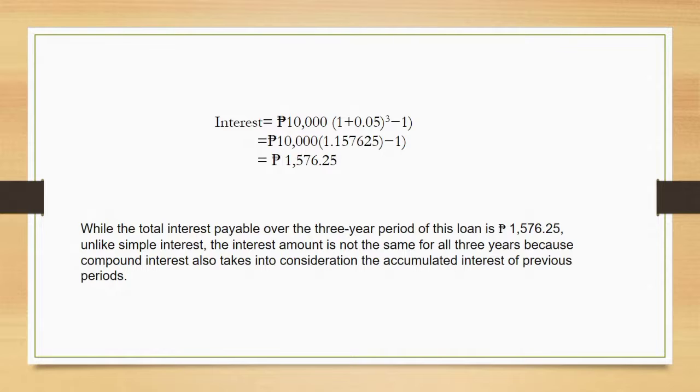So in order to get the IC, or compound interest, 10,000 multiplied by 0.157625 is equal to 1,576.25. So the compound interest is 1,576.25, which is the total interest payable over the 3-year period of this loan. And like the simple interest, the interest amount is not the same for all 3 years, because compound interest also takes into consideration the accumulated interest of previous periods.